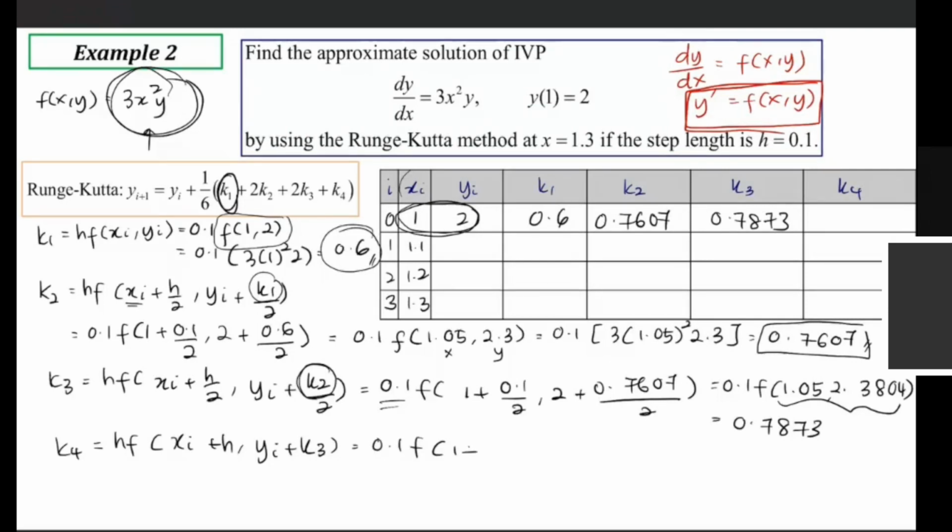Okay, next K4. So 0.1 f is 1 plus 0.1, Y1 is 2 plus its value 0.73. Then you will get 1.0118.